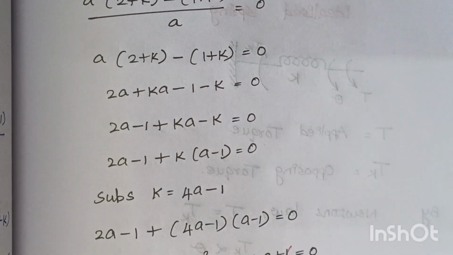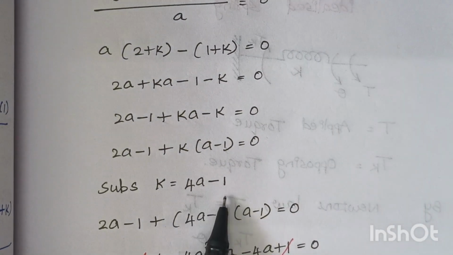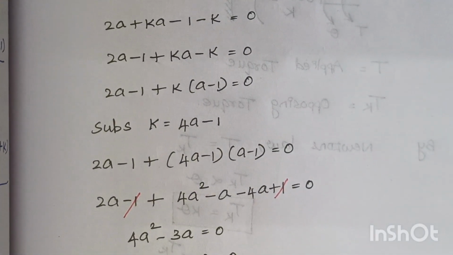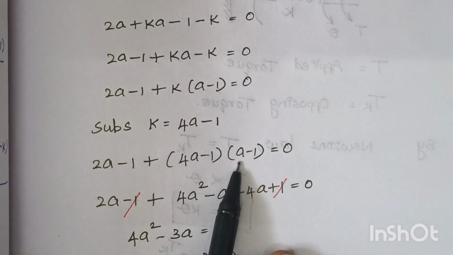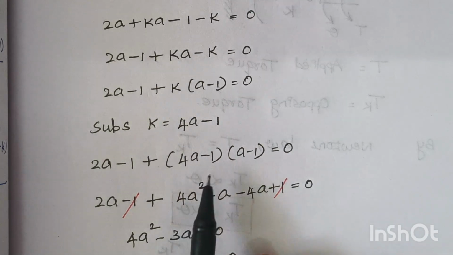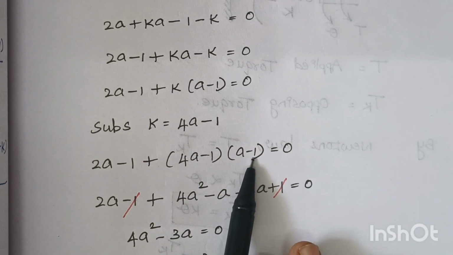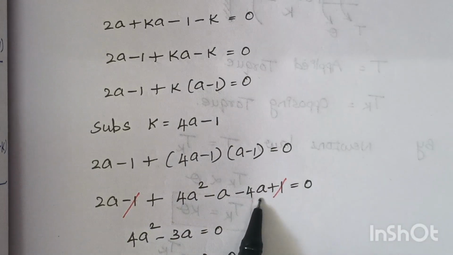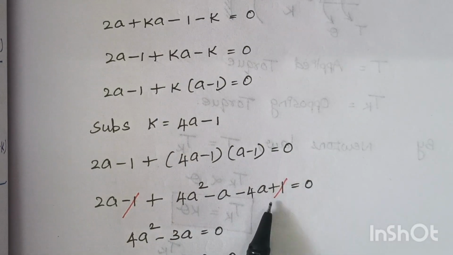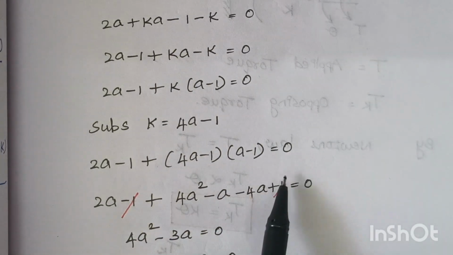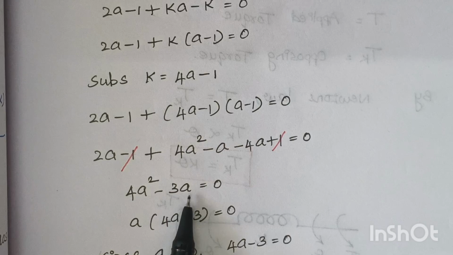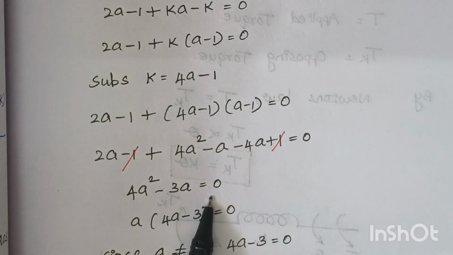We know that the value of k is equal to 4a minus 1. So just substitute the value in the place of k here. When you substitute, I am having an expression like this. The next step is, we have to simplify. So just multiply. 4a into a becomes 4a square. 4a into minus 1 becomes minus 4a. And again, minus 1 into a gives minus a, and minus 1 into minus 1 gives plus 1. So here this minus 1 and plus 1 cancel each other, and we are getting the answer as 4a square minus 3a equal to 0, right?